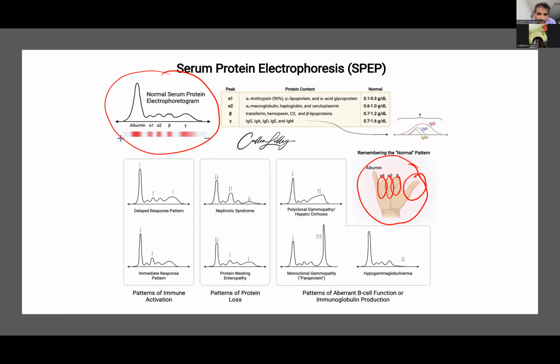In nephrotic syndrome, you'll suddenly see alpha 2 going up. Polyclonal, this kind of thing comes. Protein wasting, everything goes low. And this is monoclonal gammopathy or paraproteinemia, right? So always look at the curve. There are certain laboratories in the city of Kolkata who give a report of serum protein electrophoresis without giving the curve. Do not accept it throughout your professional life, right?